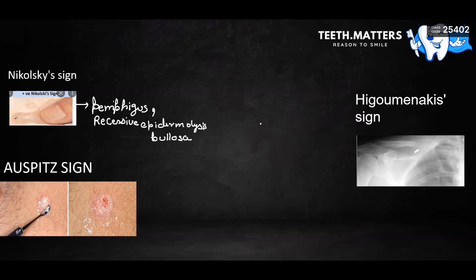Next sign shown in the figure is Auspitz sign. When we peel off this white scale, tiny bleeding points appear. This is known as Auspitz sign, and it is seen in psoriasis.